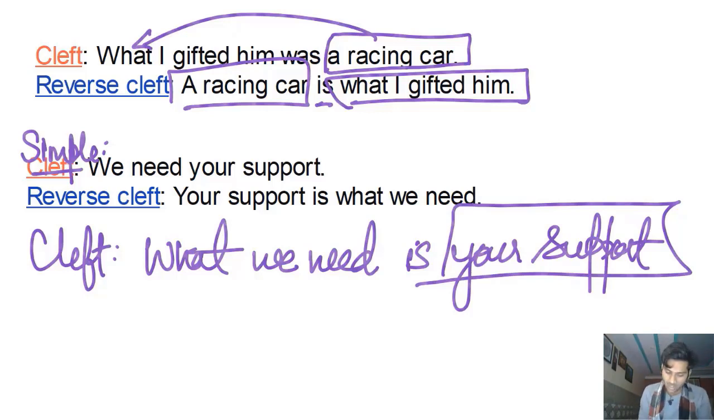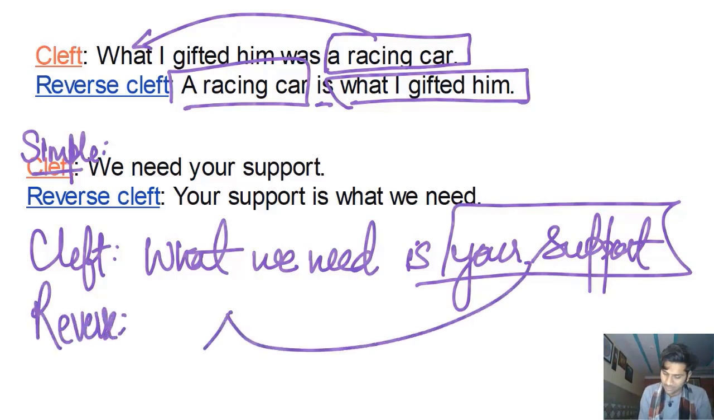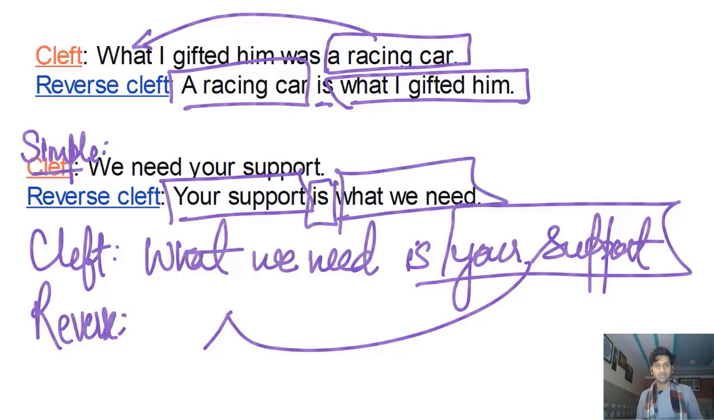Pseudo cleft. Now, if I want to reverse it, this will come in the beginning: Your support is what we need. Your support is what we need. This is how we use a reverse pseudo cleft sentence or reverse cleft sentence.